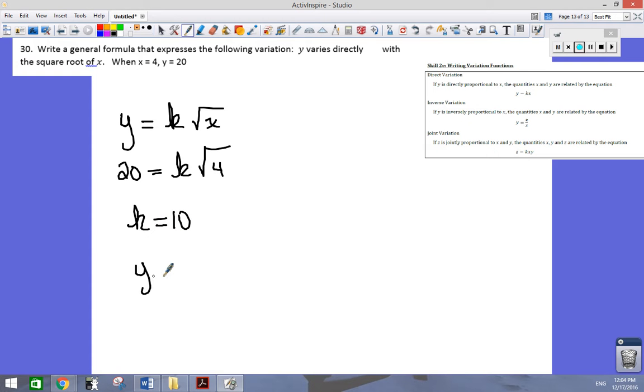So the formula that they want is Y equals 10 times the square root of X. There's my answer, and I hope that helps.